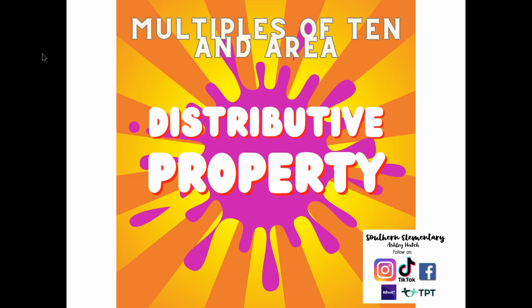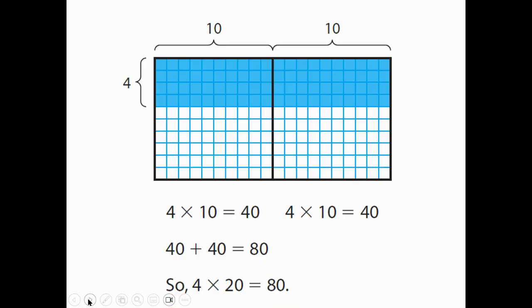Multiples of 10 in area distributive property. So when we're looking at distributive property, especially with area or multiples of 10, if we're doing 4 times 20, I'm going to break up that 20 into a 10 and a 10 because 10 and 10 are easy numbers to work with. They're multiples of 10. So then this one shape right here would be 4 times 10, which is 40. And this would be 4 times 10, that is 40, right?